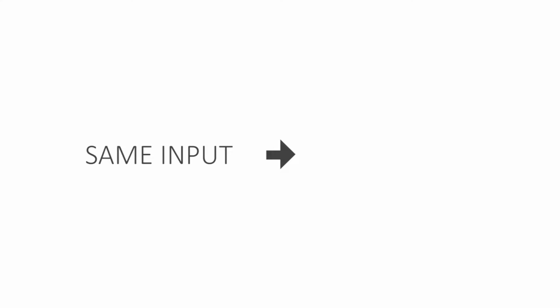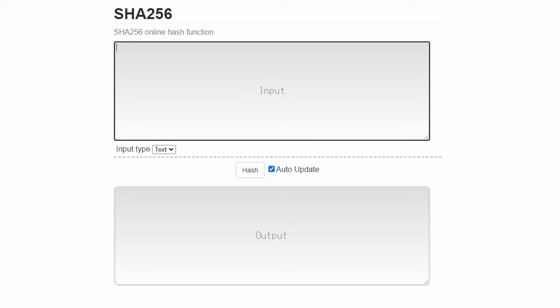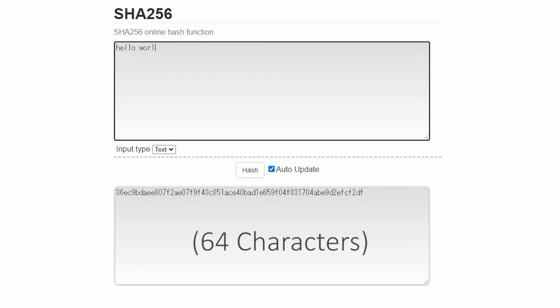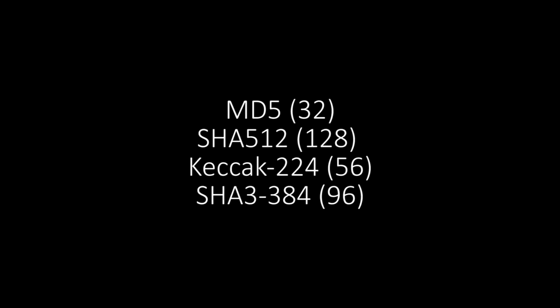And for the same input, you are always going to get the same hash. The hash is going to have a fixed length of characters. So in this example that we are using, the hash is always going to have 64 characters. But there are other hash functions in which the hash will have other lengths.